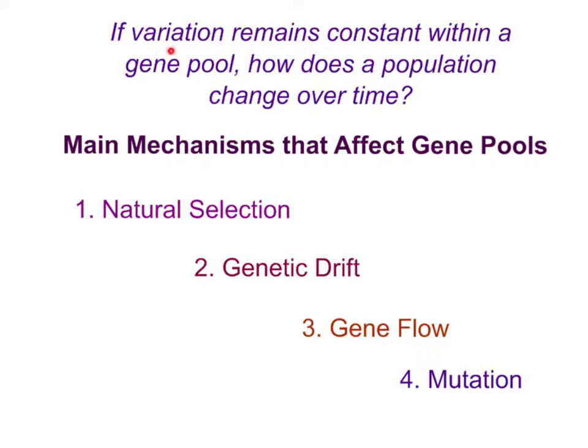So, if that variation remains constant within a gene pool, how can a population change over time? What can cause it to change? In essence, it's those criteria we just talked about for Hardy-Weinberg equilibrium, those qualifications for an ideal population. Those are the things that make the population change over time. We have natural selection, genetic drift, gene flow, and mutation. Those are the main mechanisms that affect gene pools. Let's take a look at each one of those.